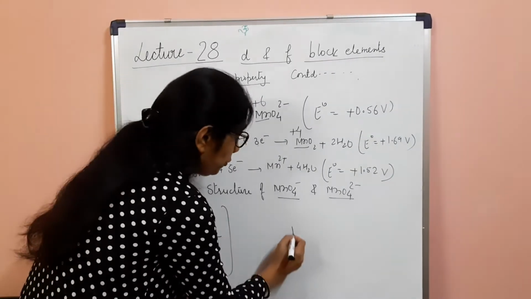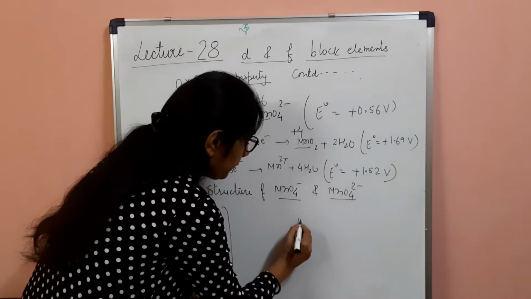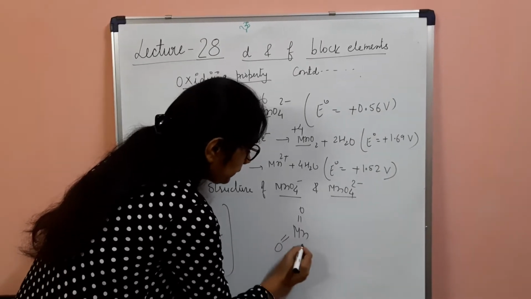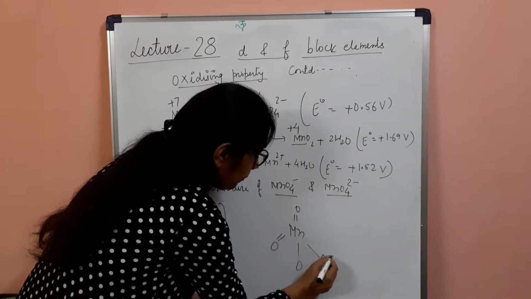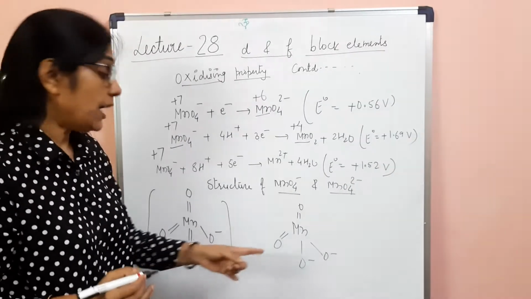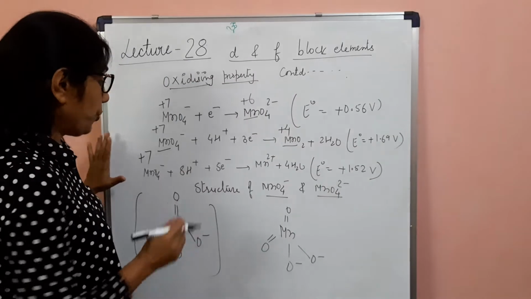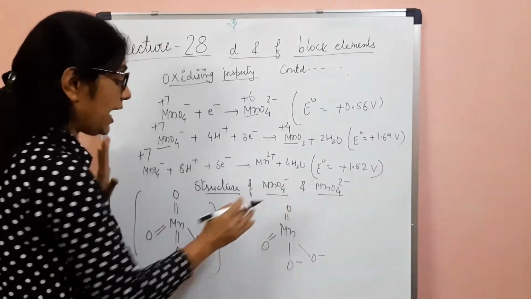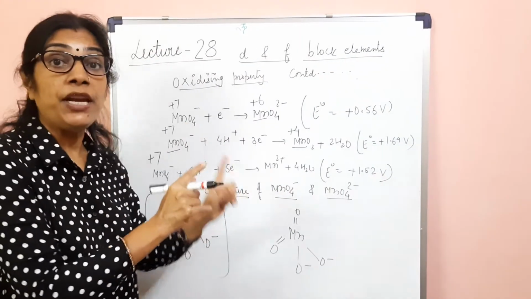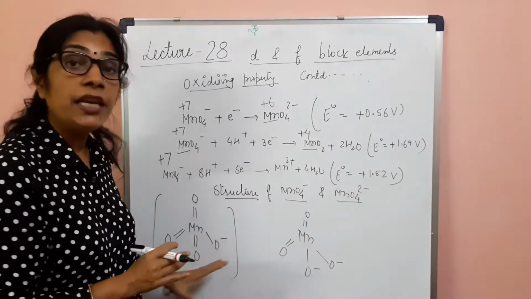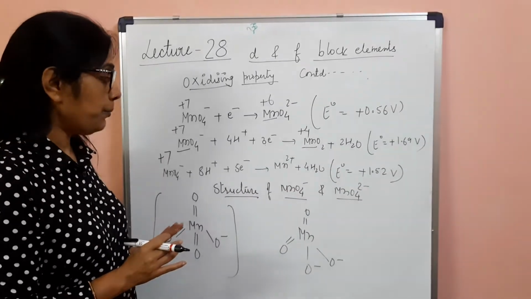If MnO4 2 minus is to be drawn, then both these oxygens carry a negative charge because they have a single covalent bond. So the structures of manganate and permanganate ion, just like chromate and dichromate, are very, very important.